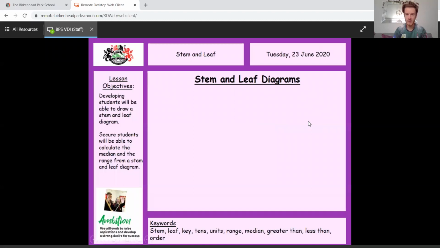Okay, so stem and leaf diagrams. Like with the bar chart lesson, I'm going to start off this time with 4 rules or helpful advice that you always should include in a stem and leaf diagram. So how to draw one.